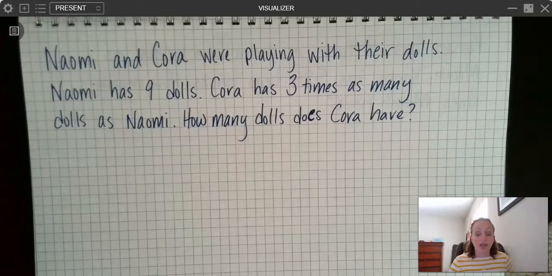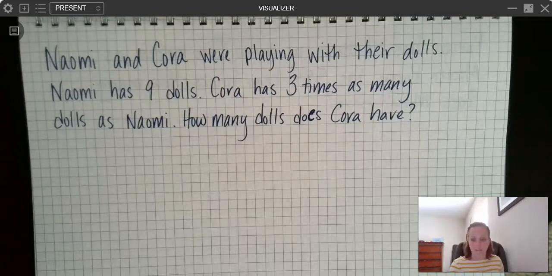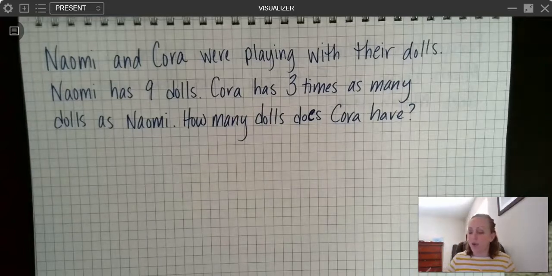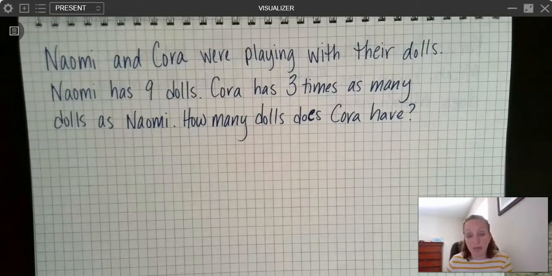Okay, so let's go ahead and take a look at this problem. I was just realizing I needed to pull out my notes really quickly so I make sure I don't forget something. Okay, so here we go. Naomi and Cora were playing with their dolls. Naomi has 9 dolls. Cora has 3 times as many dolls as Naomi. How many dolls does Cora have?